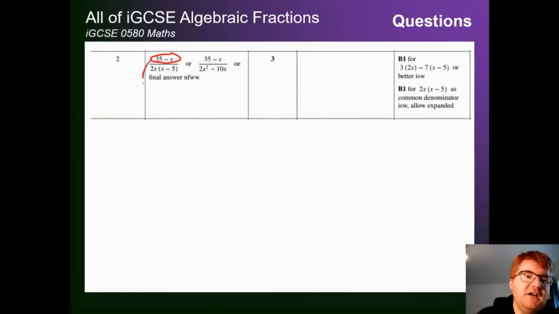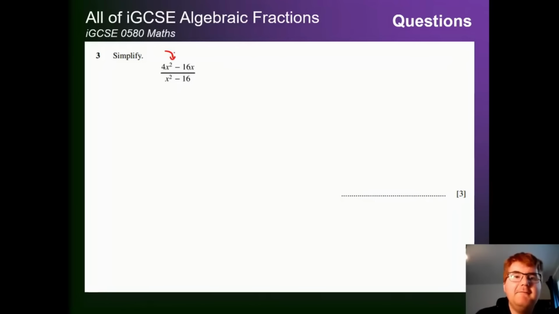On to question 3 here. So again, we want to simplify. We're going to go through a very similar method to what we did in question 1. I look at the top of my fraction and go, what do they have in common? So notice there's an x in common. And then let's look at the numbers. So what number goes into 4 and 16? That's going to be 4.